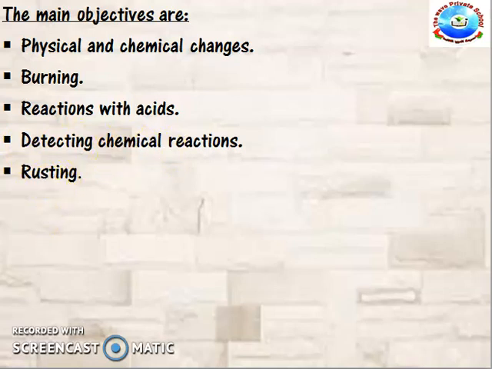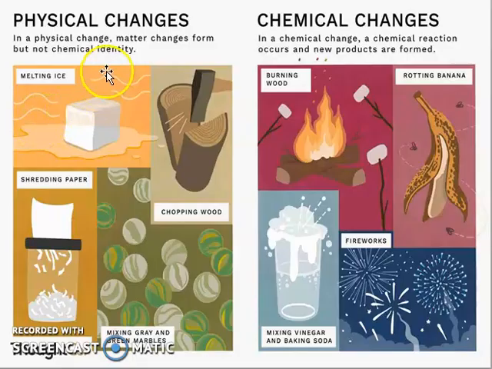Let us see our first main objective, that is physical changes and chemical changes. Now see students, there are so many things around us, but we cannot identify exactly which is a physical change and which is a chemical change. So now we are going to see what a physical change is. In a physical change, matter changes form but not its chemical identity.